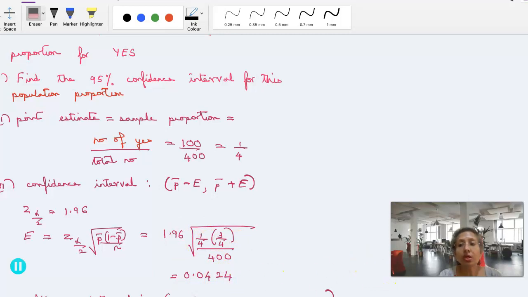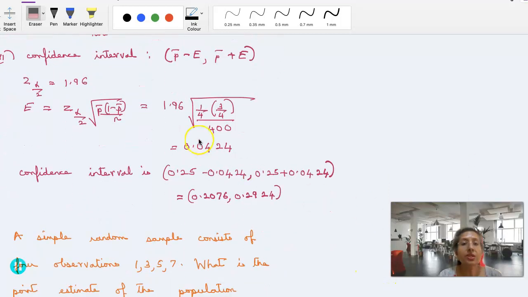that is 0.0424. So your confidence interval will be p bar minus e to p bar plus e, that is 0.25. P bar we just saw is 1 by 4, so 0.25 minus 0.0424, 0.25 plus 0.0424, which is 0.2076, 0.2924. So this is the confidence interval, p bar minus e, p bar plus e.